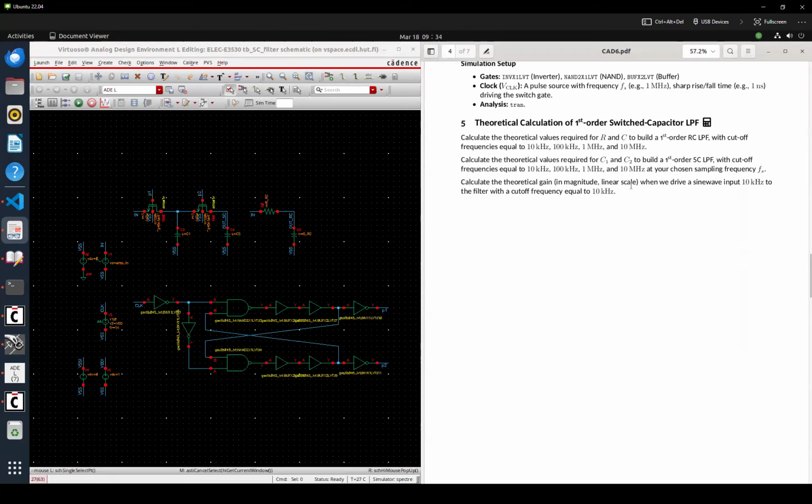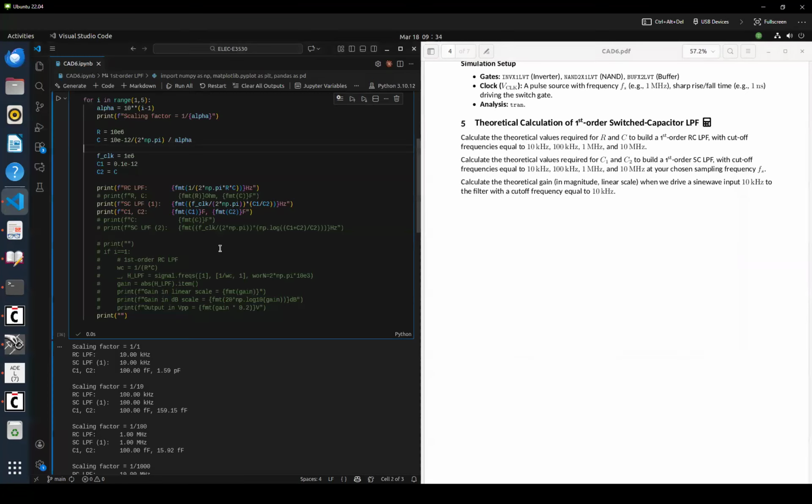And calculate the theoretical gain for 10 kilohertz input to 10 kilohertz cutoff frequency. This is simply 3 dB, right? For a first order low pass filter, the 3 dB frequency is the cutoff frequency, which is exactly the same as the pole frequency. So 3 dB in magnitude dB scale is 3 dB, and in linear scale, we can calculate this one. Also prepared.